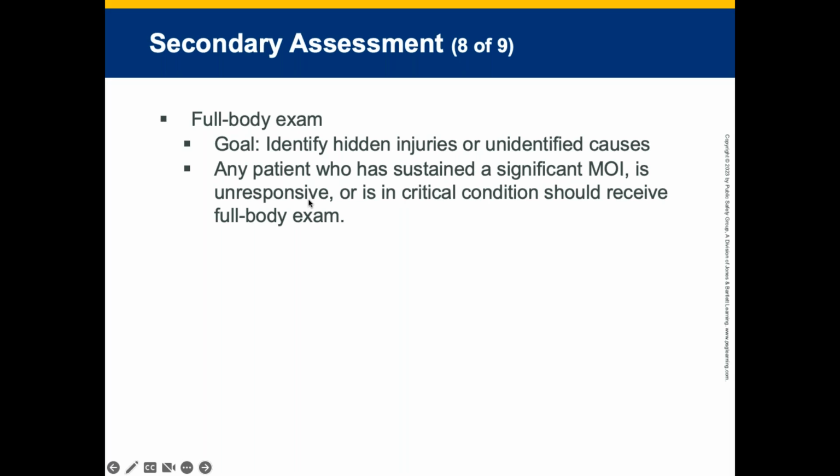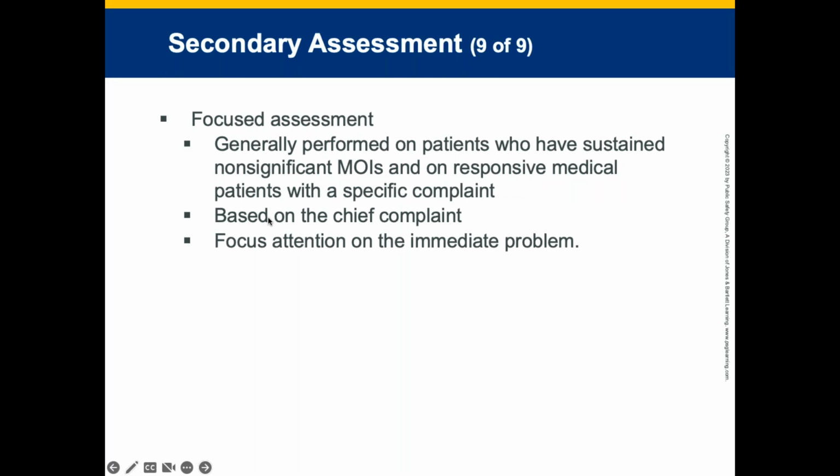Systematically assess the patient with a full body exam. The goal of the full body exam is to identify hidden injuries or unidentified causes, a head to toe assessment. Any patient who has sustained a significant MOI, is unresponsive, or is in critical condition should receive a full body exam after life threats have been managed. To perform a full body exam of a patient with no suspected spinal injury, refer to your textbook, Skill Drill 10.3. This will show you how to perform the exam without a spinal injury and with potential for a spinal injury. Again, these are all things that we will be covering in person.